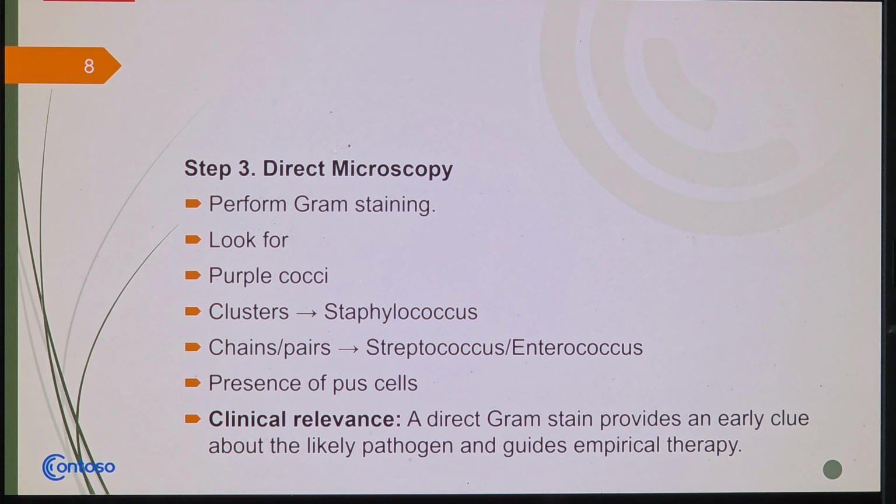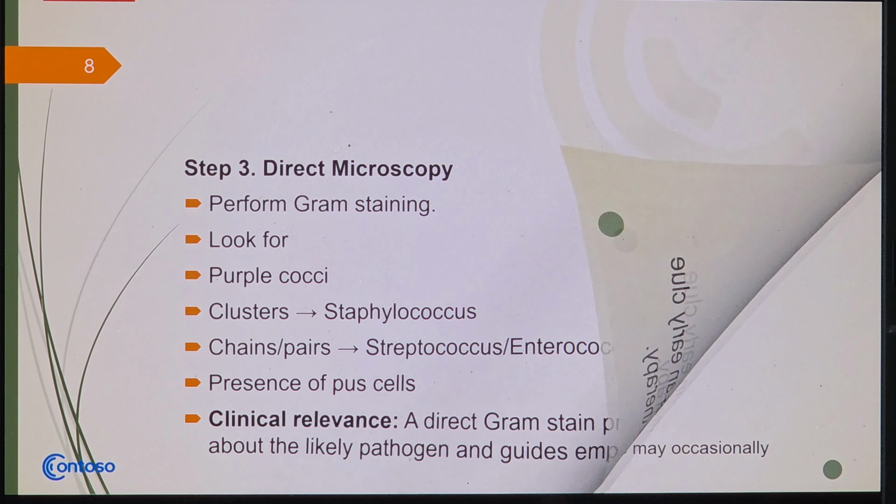Step 3, direct microscopy. Perform gram staining. Look for purple cocci. Cluster arrangement mainly indicates Staphylococcus. Chains or pairs mainly indicate Streptococcus or Enterococcus. Then look for the presence of pus cells. Clinical relevance: a direct gram stain provides an early clue about likely pathogens and guides empirical therapy.